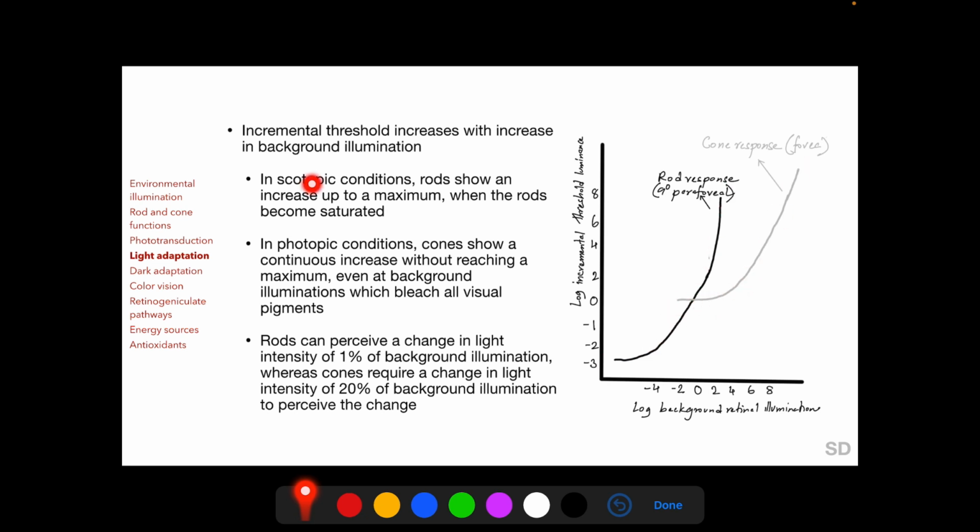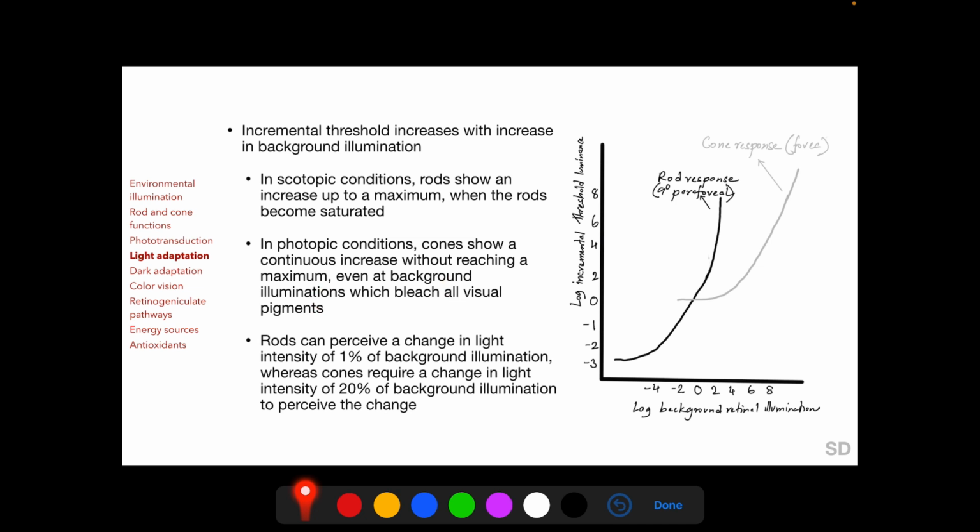In scotopic conditions, rods show an increase of this incremental threshold, but only up to a maximum background illumination, beyond which rods become saturated and do not respond to any light stimulus brighter than the background. In photopic conditions, cones show a continuous increase of this incremental threshold with increase in background illumination without reaching a maximum background illumination, so they maintain sensitivity to incremental light stimulus over background even at background illuminations which bleach all visual pigments.